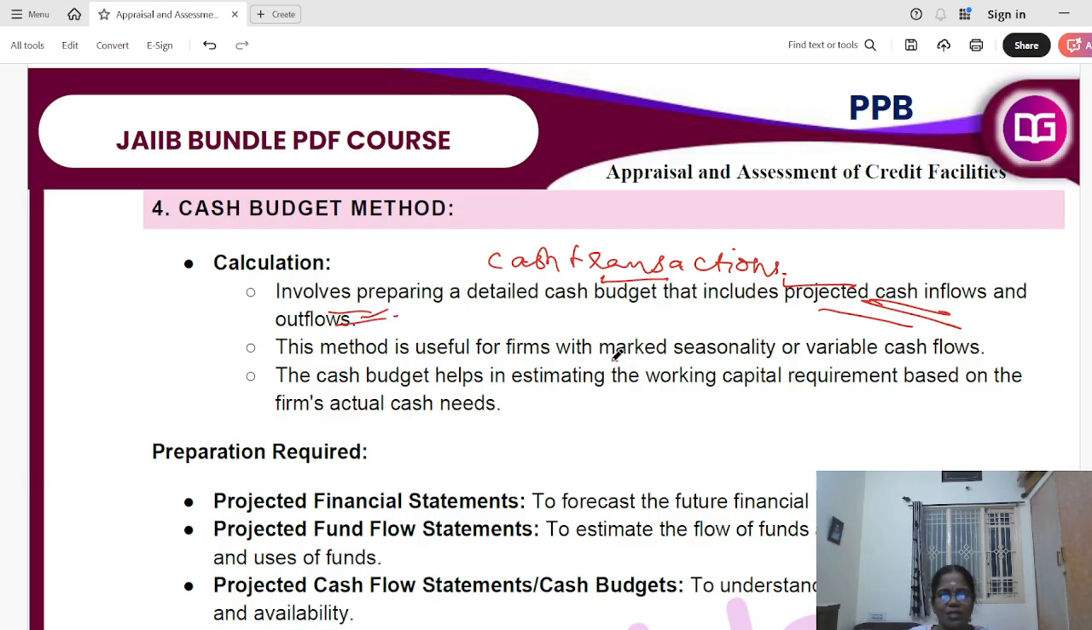This is one of the easiest methods, for seasonal or variable cash flows. Seasonal firms with marked seasonality or variable cash flows can go with the cash budget. For example, a seasonal product which requires more working capital during the season but does not require more working capital during the non-season period. Okay? So that is the cash budget method.